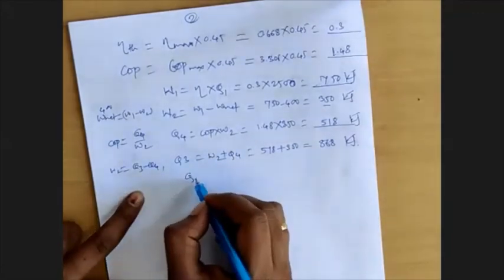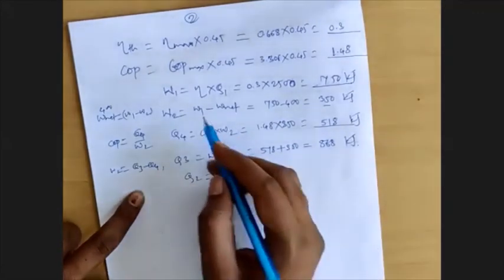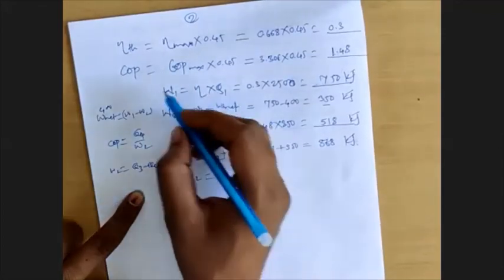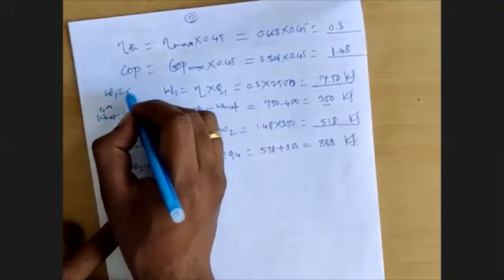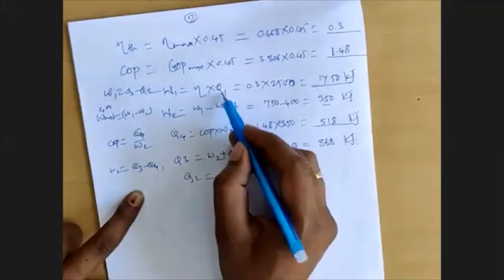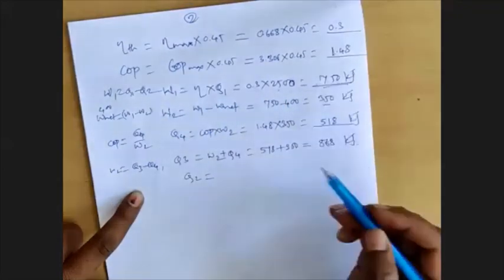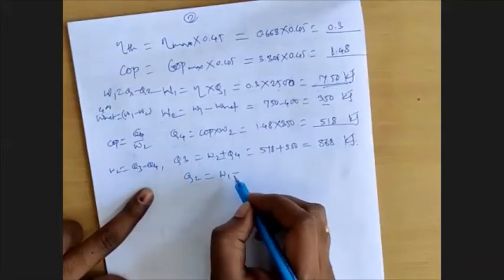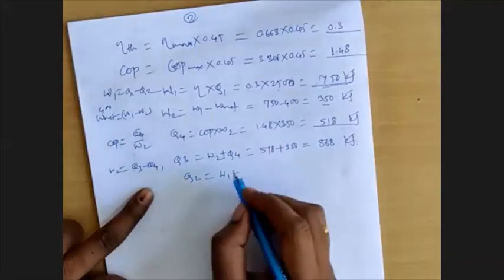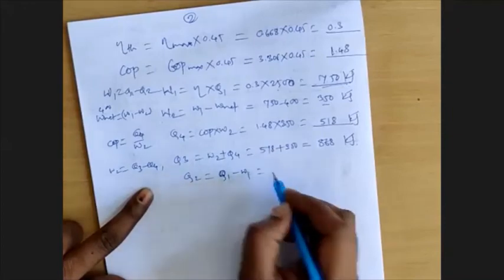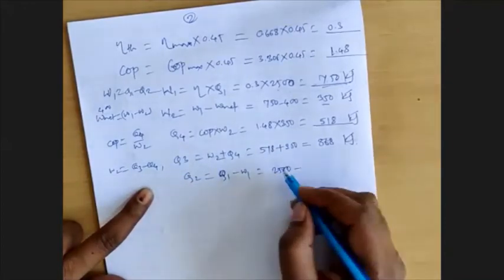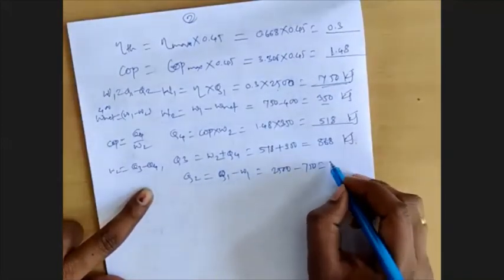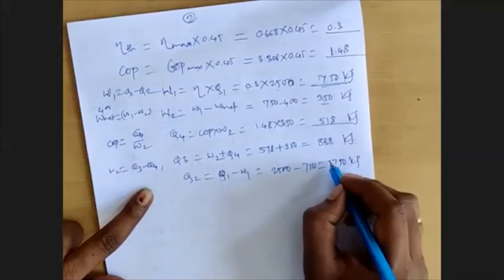And last, Q2. We forgot to calculate Q2 over here. W1 is equal to Q1 minus Q2. Q1 is 2500, W1 we have calculated as 750. So Q2 we need to calculate. Q2 is equal to Q1 minus W1, 2500 minus 750, which is equal to 1750 kilojoules.